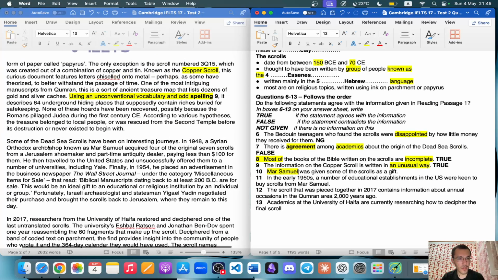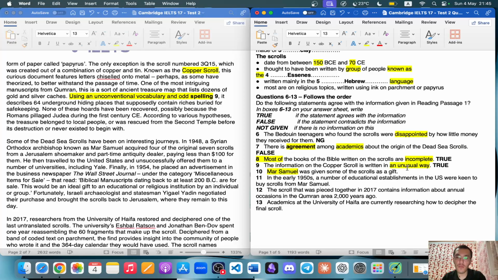The Dead Sea Scrolls have been on an interesting journey. In 1948, a Syrian Orthodox archbishop known as Mar Samuel acquired 4 of the original 7 scrolls from a Jerusalem shoemaker and part-time antiquities dealer, paying less than $100 for them. So he paid.